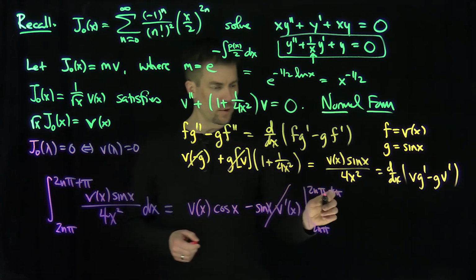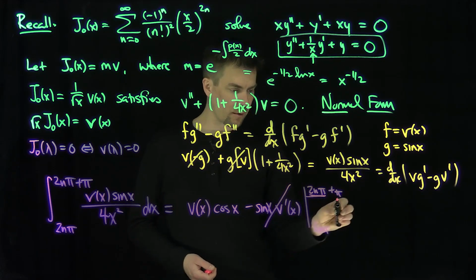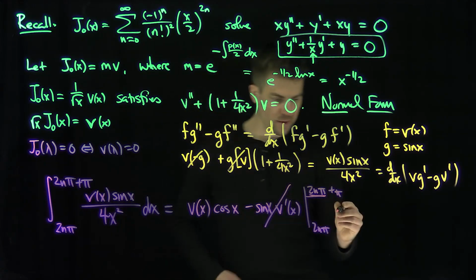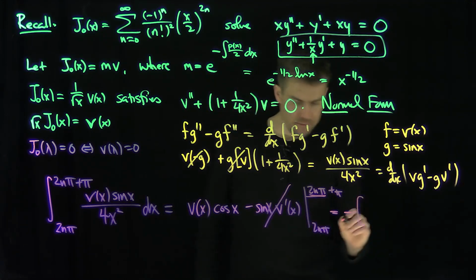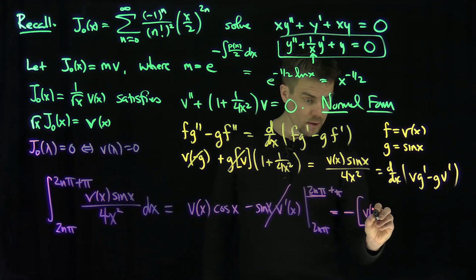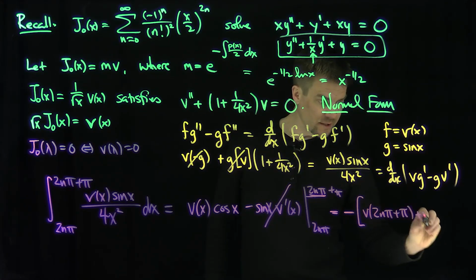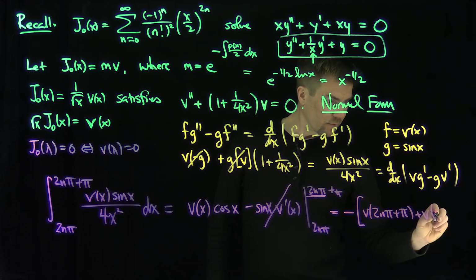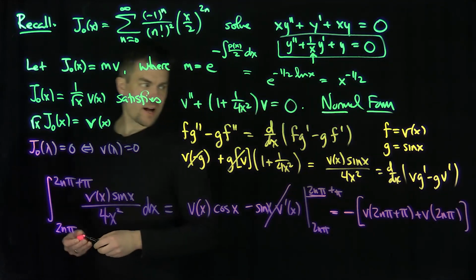And the cosine of 2nπ is periodic, so the cosine there is 1, and the cosine of π is -1. So both these terms are negative: negative v of 2nπ + π, and then plus, because it's the same parity, v of just 2nπ, whatever those numbers happen to be. Okay.